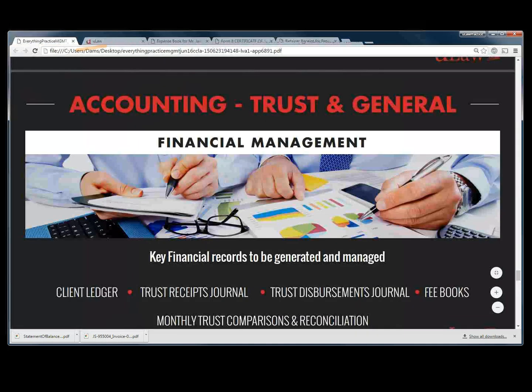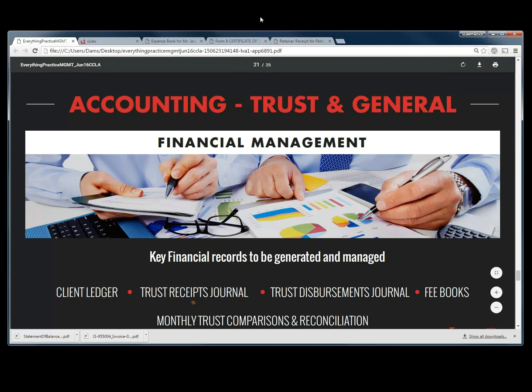Okay? So again, stressing on the key financial records: client ledger, trust receipt journal, trust disbursement journal, fee books, and monthly reconciliation statements.